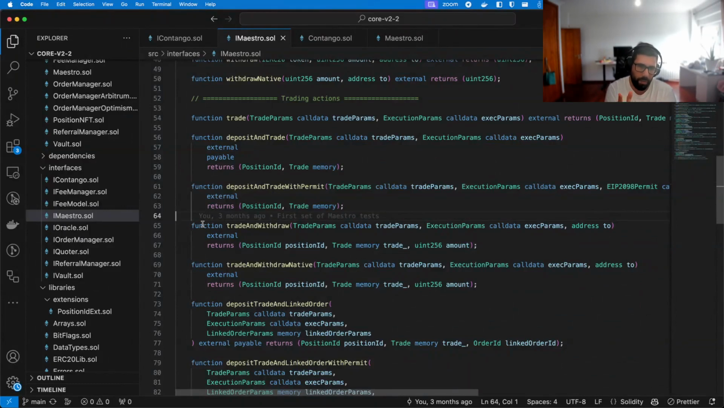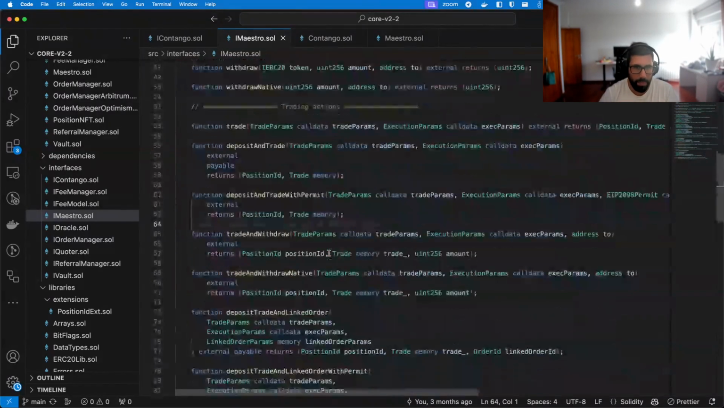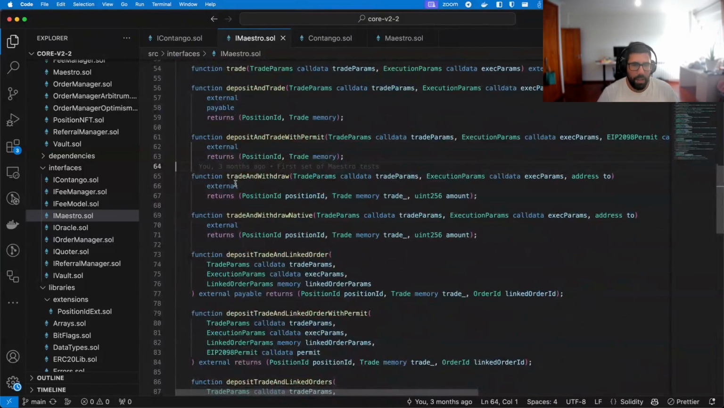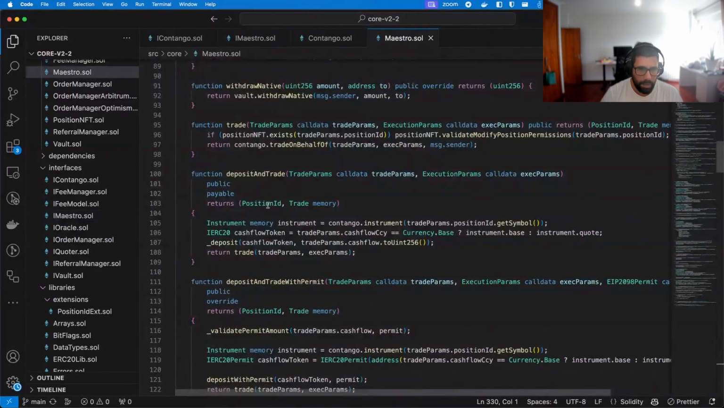The reason why we have all this, it's not a full Cartesian product, but what we thought was the most useful is that the code is optimized for layer 2s. And in layer 2s, you want to get the call data as small as possible. So instead of using batching, which this contract is also capable of, it's the plan B and not the plan A. We try to have succinct functions that represent the intention of the user, and they execute multiple actions at once, like deposit and trade.